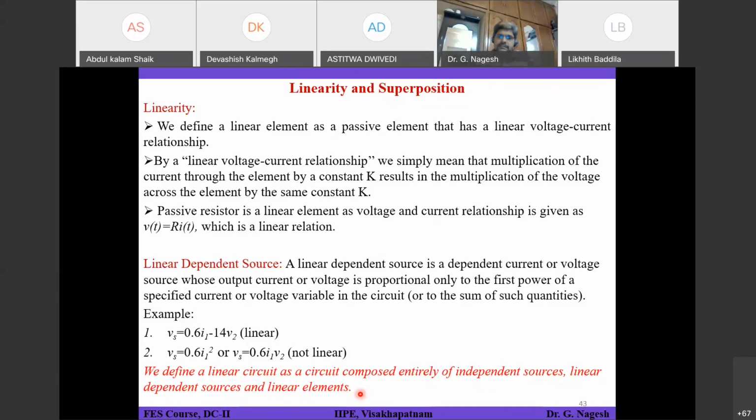So if you want to say a circuit is a linear circuit, it should not violate this condition. It can consist of independent sources, either an independent current source or an independent voltage source, linear dependent sources, and linear elements. It can consist of all three or any combination of two, whatever it may be. If a circuit has independent sources, linear dependent sources, or linear elements, then we call that circuit a linear circuit.